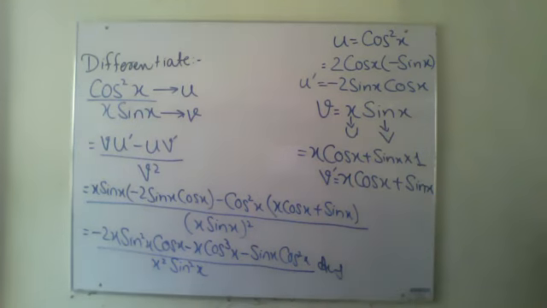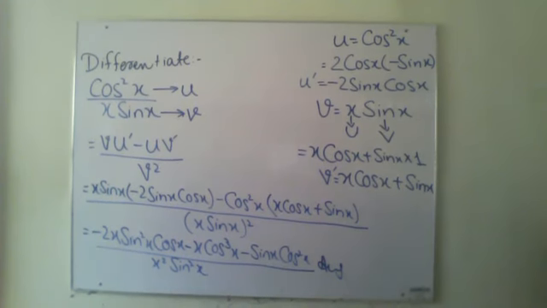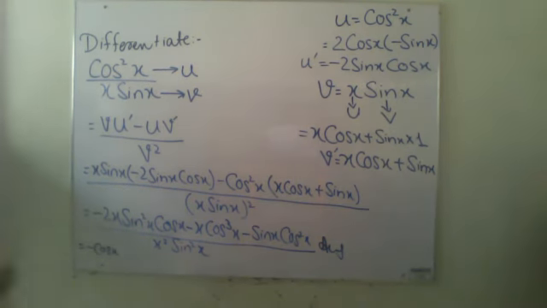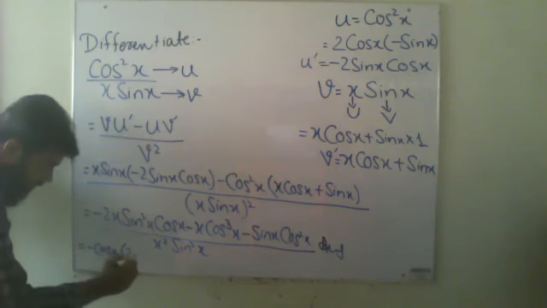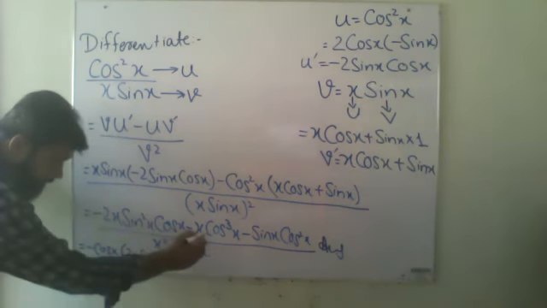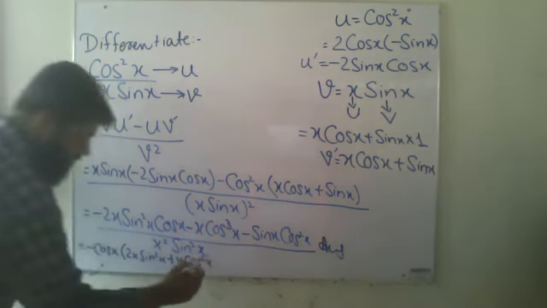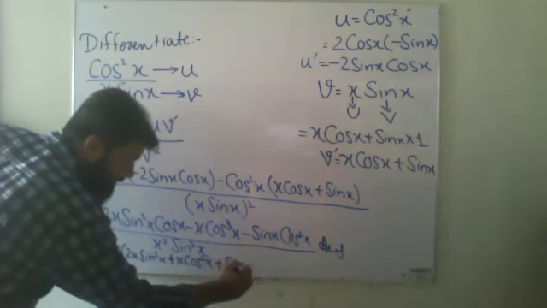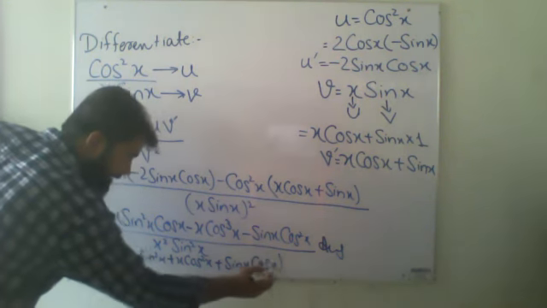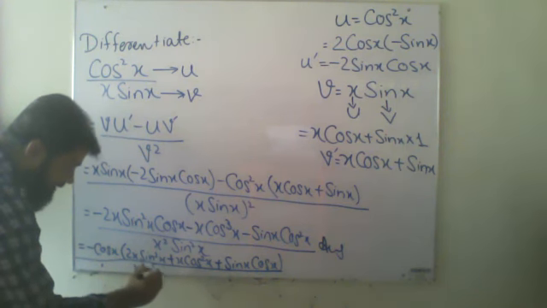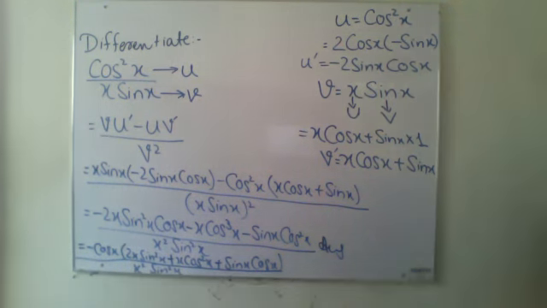If you want to take that thing common, what you are going to do? See, what I am going to do simply, I am taking minus cos x common. What will remain over here? 2x sin²x plus x cos²x plus sin x cos x, and this whole thing which is written over here will be divided by x² sin²x, and this is how you are going to get your answer.